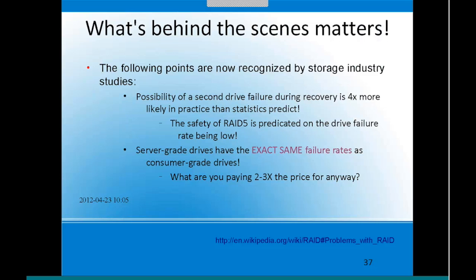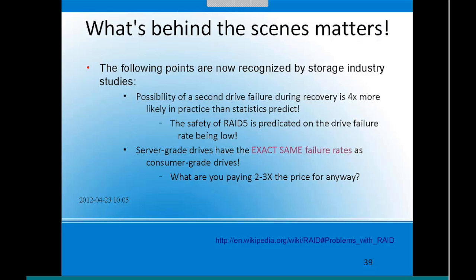Okay. The following points from now on, this is all recognized by the storage industry. This isn't stuff I made up. Okay, I pulled it all. You'll see the link at the bottom of the page to a wiki page that talks about some of these things. There'll also be links to other studies as we go along.